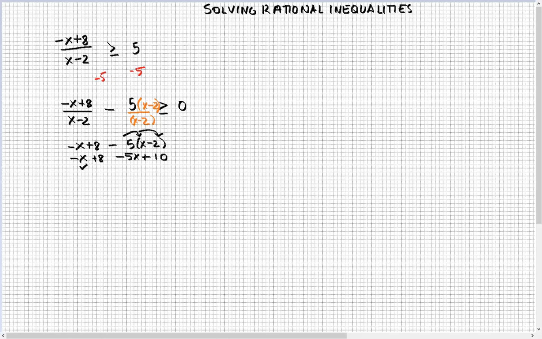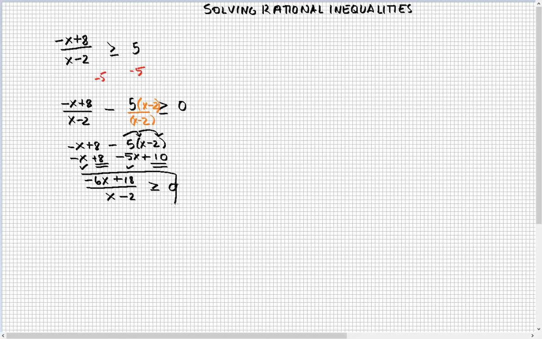And like terms would be this one and this one. So it's a negative 6x. I have an 8 and a 10, so that's plus 18. All right, so it's negative 6x plus 18, the numerator. The denominator is x minus 2. And I want to know when this is greater than or equal to 0. So this is the fraction that I'm going to use.